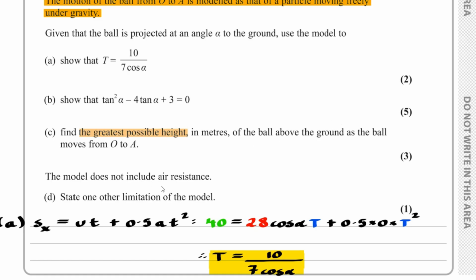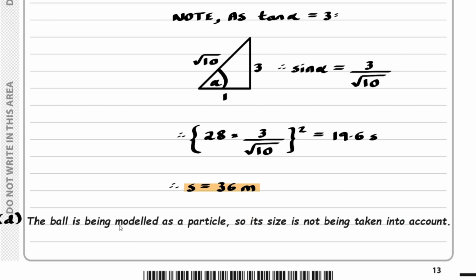The model does not include air resistance. For part D, we have to state one other limitation of the model. Well, the ball is being modelled as a particle, so its size is not being taken into account, which is a limitation.